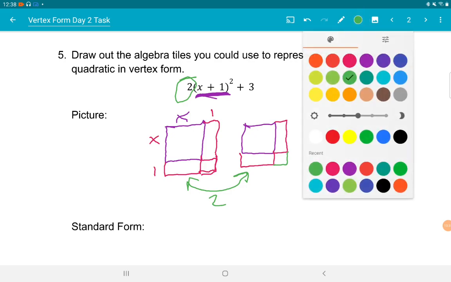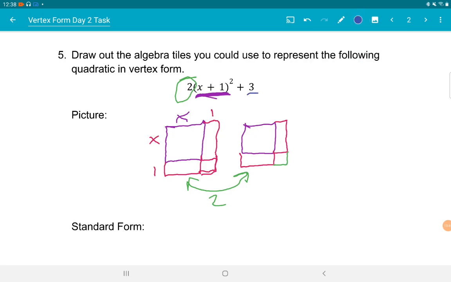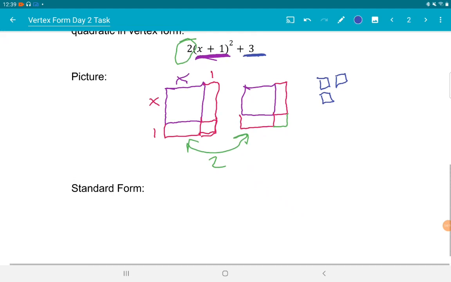Then the last thing we haven't dealt with yet is this 3, right? The 3 means I have 3 leftovers. So what I'm going to do is just put 3 of my little ones on the outside. The area of all 3 of these gives us 2 times x plus 1 squared and then plus 3. Okay? So what would our standard form be? Go ahead and take a second and try and figure it out.